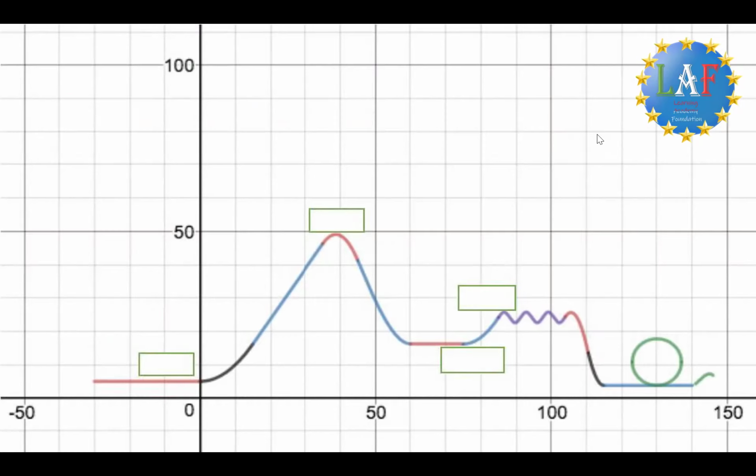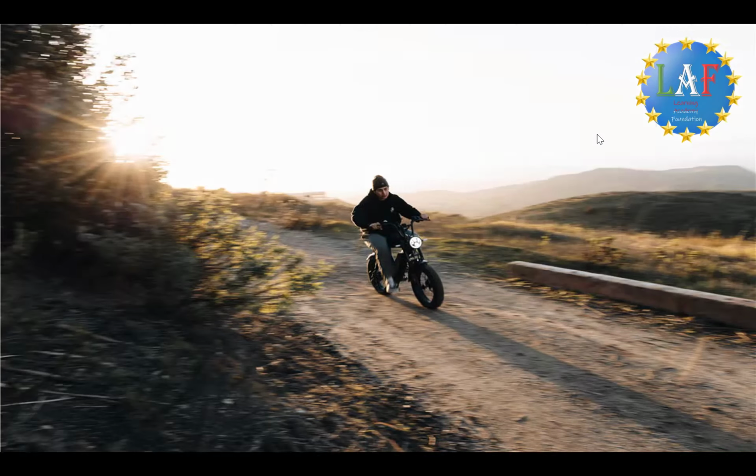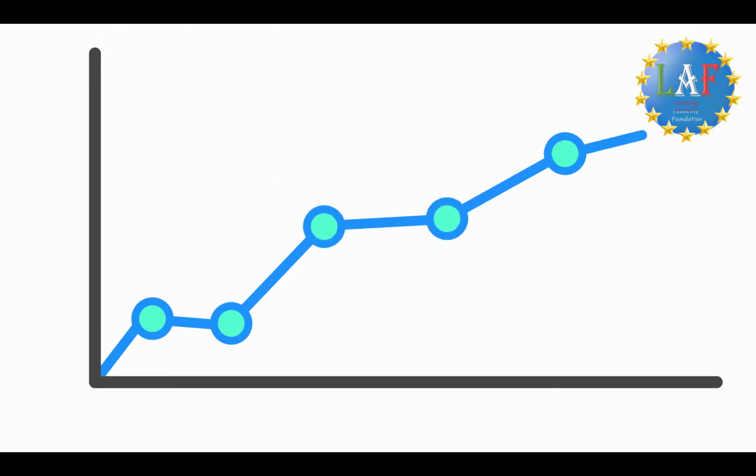For example, a cyclist speeds up over time. The curve steepens. But what if the graph goes flat?